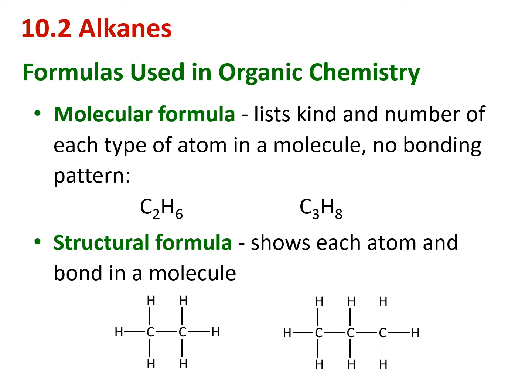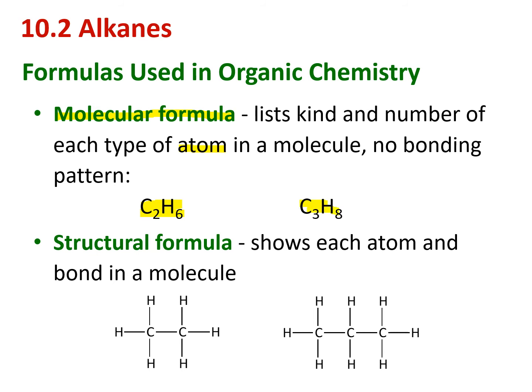Now the formulas used in organic chemistry are mainly of two types: molecular formula and structural formula. The molecular formula, sometimes also called the chemical formula, mainly lists the kind and number of each atom. So it only tells us the number of each atom and what type it is. C2H6 is a molecular formula, telling us carbon is 2 atoms and hydrogen is 6 atoms. That is the only information it gives us. Similarly, C6H8 or any other molecular formula.